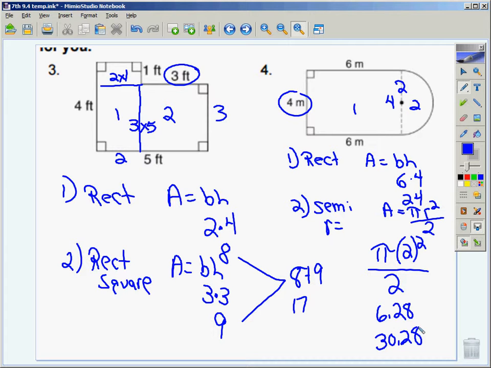If you ended up with 12.56, one of 2 things happened. You didn't divide by 2. Do you see? Or you probably did 4 squared instead of 2 squared.